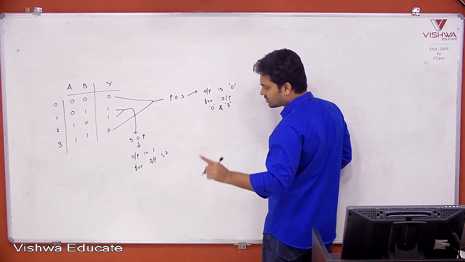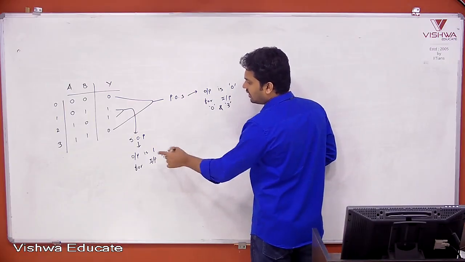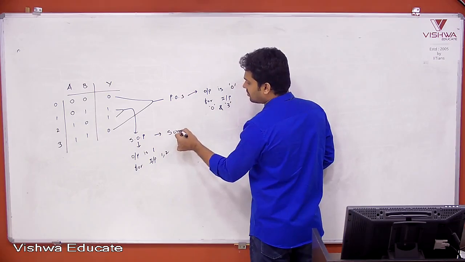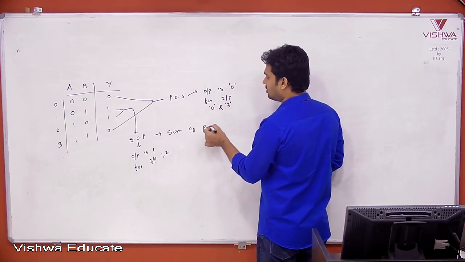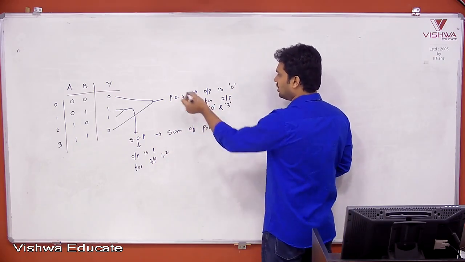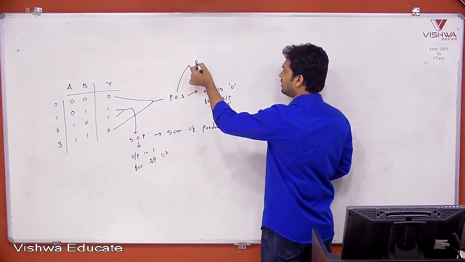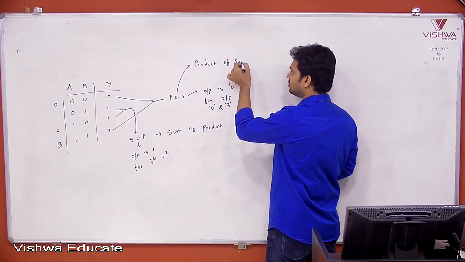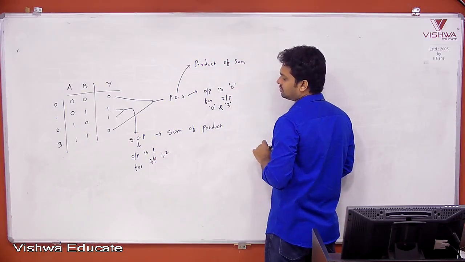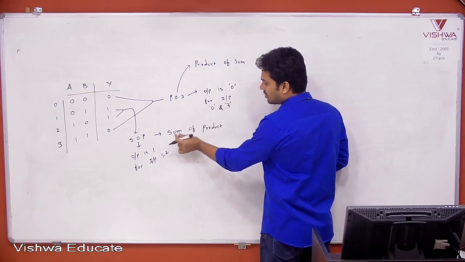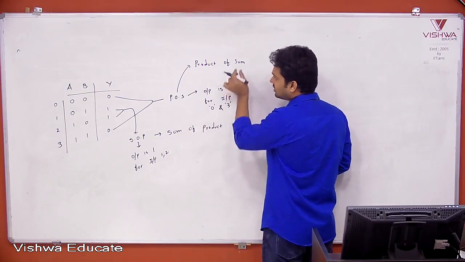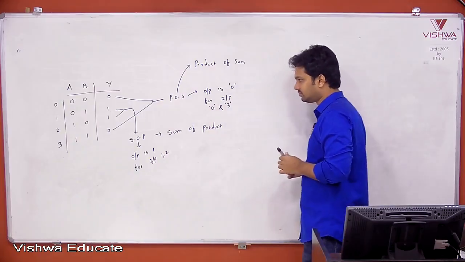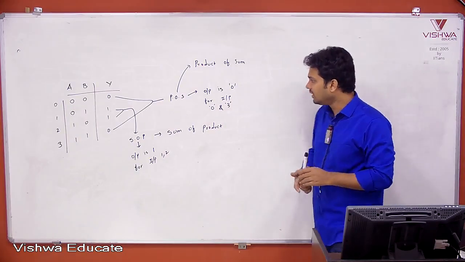If you express your function in this way, it is given the name SOP, what we call sum of product. If you express using the other, then it is called POS, product of sum. It is a sum of product terms, and the other is a product of sum terms. Why that name? You understand here. What is the meaning of this POS?